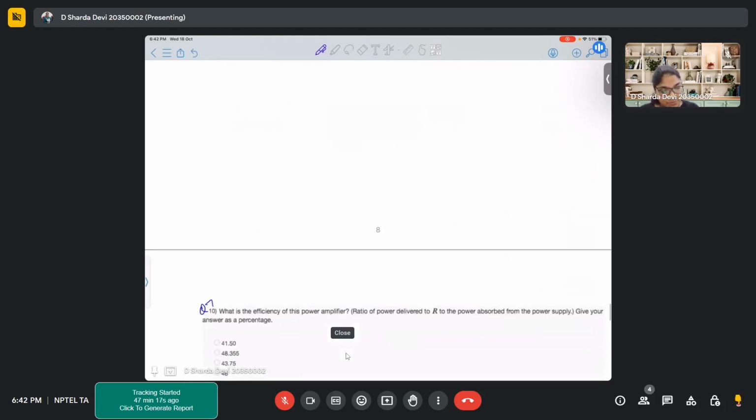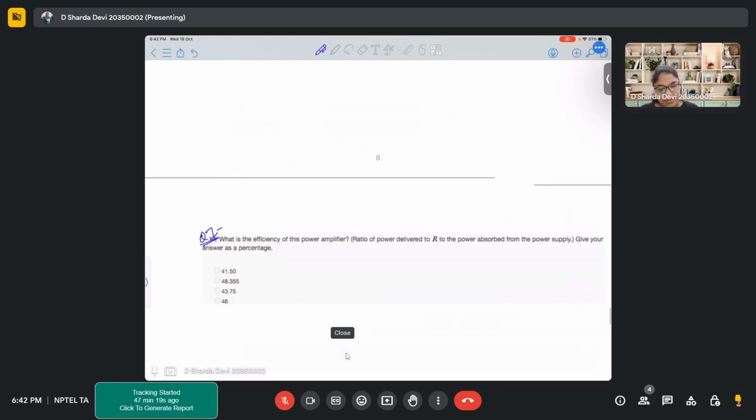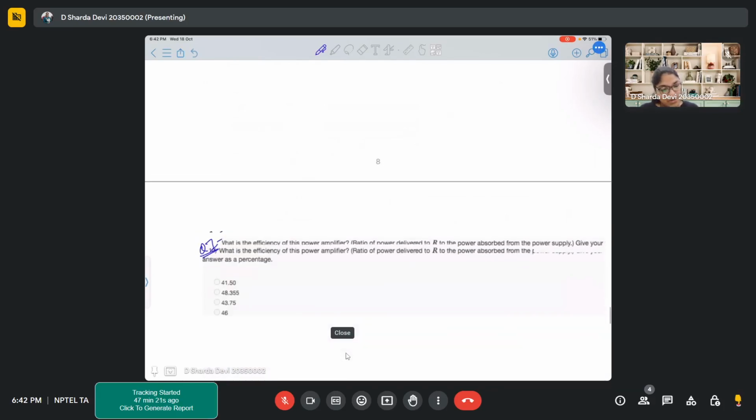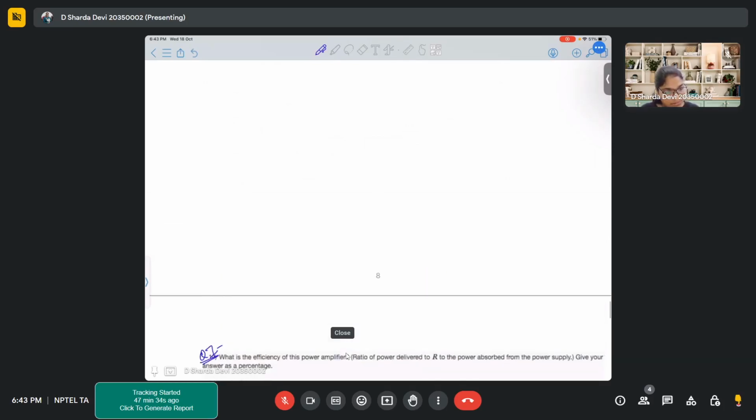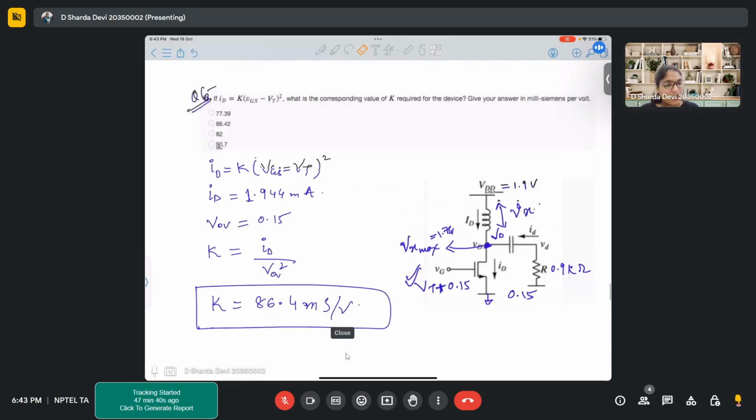And coming to the next question. Efficiency of power amplifier, which power amplifier? Okay, I guess I missed the circuit. This is some other question. So yeah, we'll stop over here.